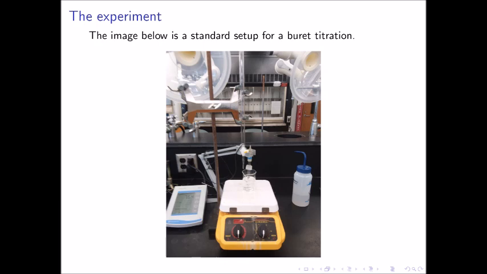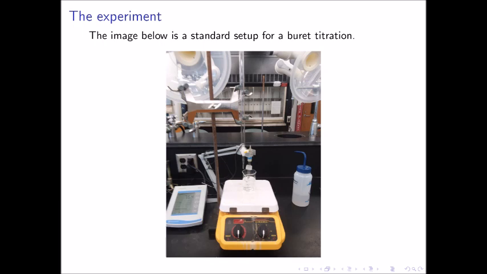Now let's take a look at the actual experiment. This image shows a standard setup for a burette titration. Notice that the burette is being held in place by the burette clamp. We will pour the standardized sodium hydroxide solution into the burette for titrating. The beaker will hold our weak acid solution.